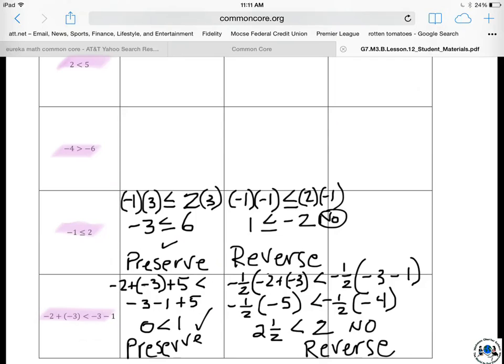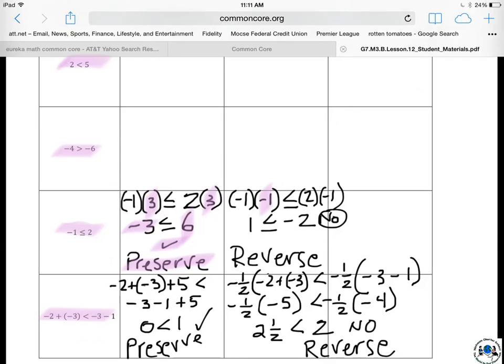But in my case here, what I did is I multiplied both sides by 3, as you can see here. Negative 1 times 3 is negative 3, and it is still less than or equal to the 6 that I got by multiplying 2 times 3. So it is preserved. And again, I've multiplied here by a positive number. Multiplied by a positive on this side.